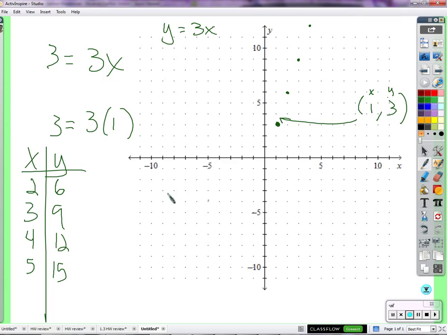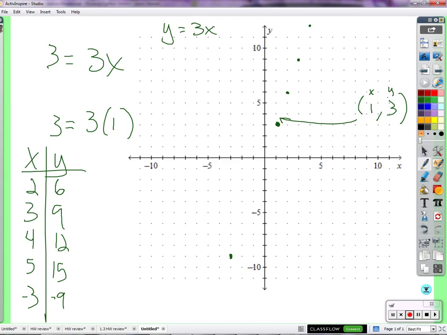Bridger? X equals negative 3 and y equals negative 9. You guys are really going. Do we agree with that? Negative 3 for x and negative 9 for y? Yes, for the negative 3 and negative 9.